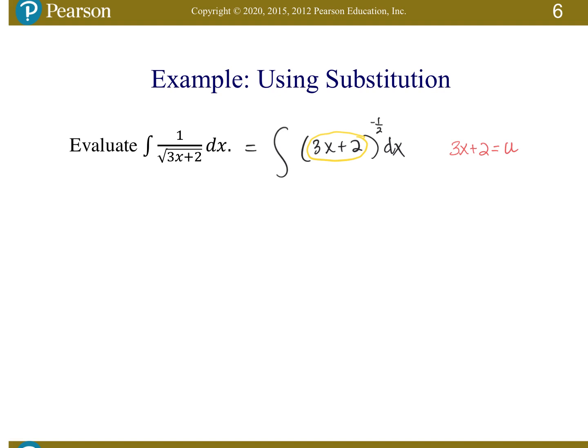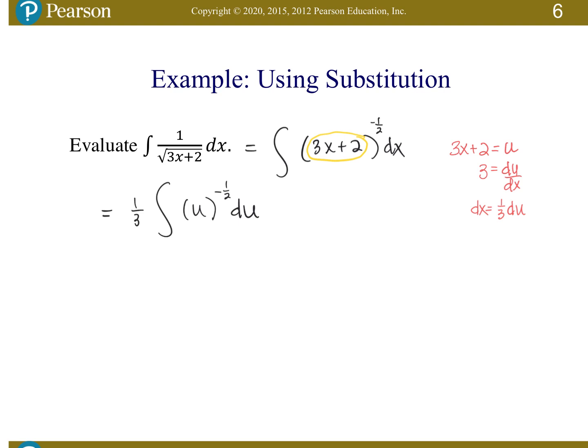I'm going to take the derivative. That'll be 3 equals du dx. I'll cross multiply, and I'll use the fraction, so I end up with dx by itself being equal to 1/3 du. Are you okay if I skip the cross multiply step and go right to the fraction step? No. Nope. All right, so we'll go back, and in fact, I can do a couple things. I can pull the 1/3 out because I know it's going to get pulled out, and I'll have u to the negative 1/2 du.